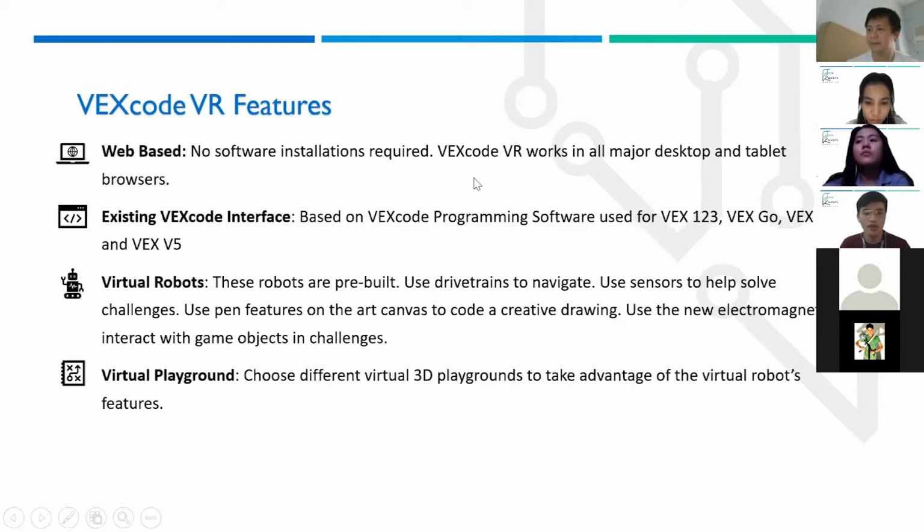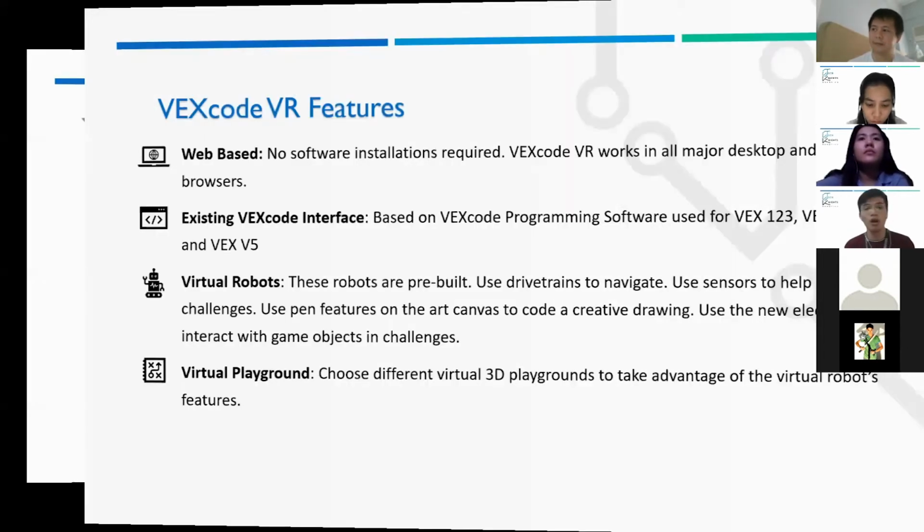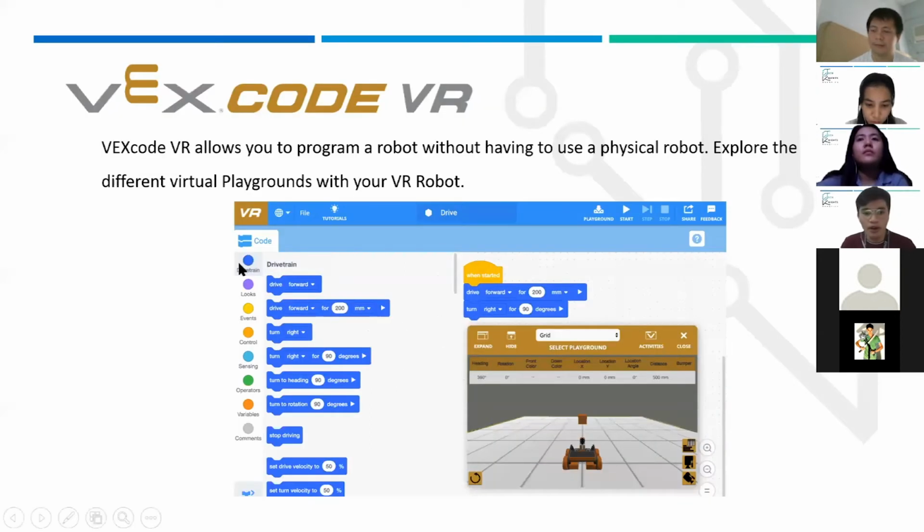All right, so VexCode VR again allows you to program a robot without having to use a physical robot. It explores the different virtual playgrounds with your VR robot. I hope everything is clear by this moment, so I'm going to go ahead. This is what it looks like, the slide I'm showing you. You have here the entire workspace, and your toolbars that you can use as you navigate through VexCode VR.